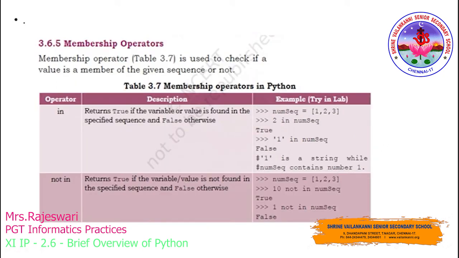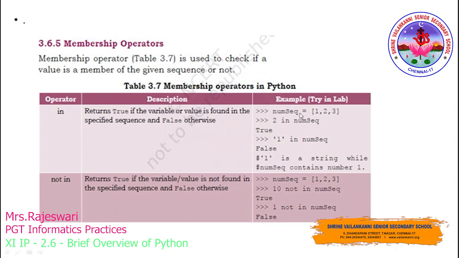And now membership operator. If you look at membership operator, it is used to check if a value belongs to the sequence or not. Yes, so two different membership operators you have. One is in, and the other one is not in operator. So in means it will check whether the value is present in the sequence or not, and not in will check whether the value is not present in the sequence.